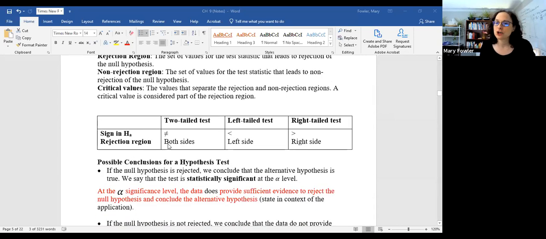We had a discussion in the previous video regarding the sign of the alternative hypothesis. We saw that when we were using the not equal sign, we were doing a two-tailed test, and both sides of those tails are the rejection region. If we were doing a left tail test, then our rejection region would just be the left tail, or for a right tail test, the rejection region would be the right tail.